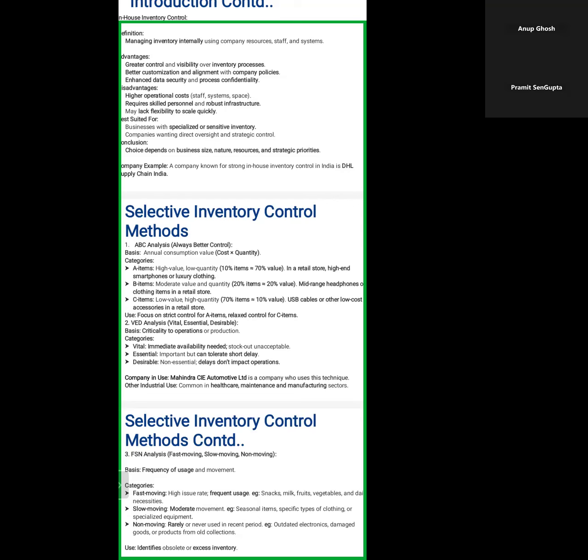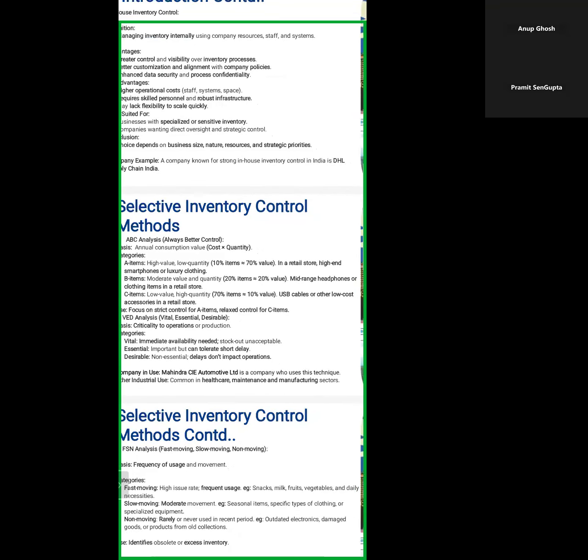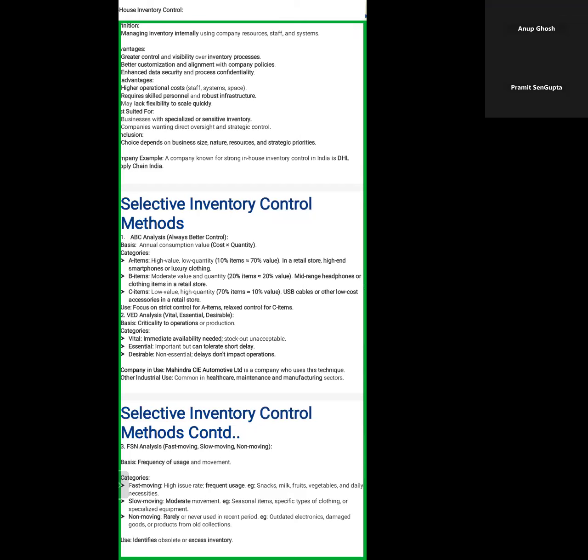We come down to the B type. It has 20% of items in store, having more or less 20 to 25% of value. If we go for examples, we'll find mid-range headphones, even today's earbuds, etc., or clothing items in some retail store. Because most of us are dependent upon many retail stores these days, especially in urban areas, that is why I have chosen the sector of retail store to show the categorizations of A, B, and C type of inventory control method under materials management.